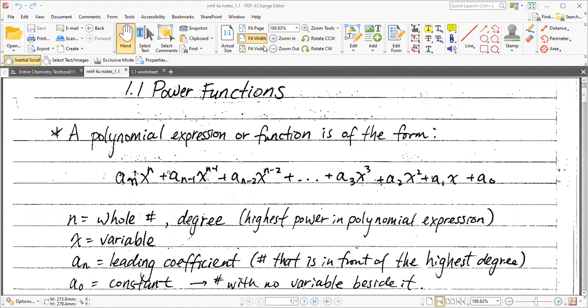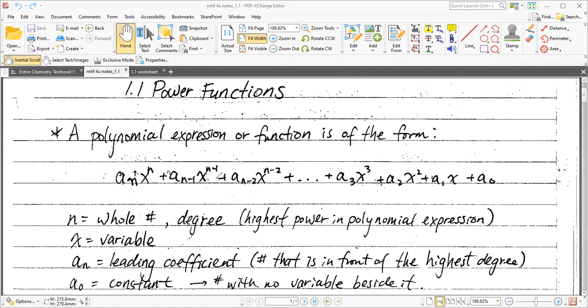1.1 Power functions. Any polynomial expression in this form: a_n x^n + a_(n-1) x^(n-1) + a_(n-2) x^(n-2), and so on. The dots mean it's continuous. The power of x is decreasing by 1, and this is the coefficient. So then x^3, x^2, x, and here is the constant number.